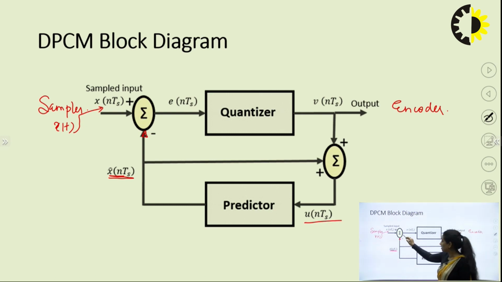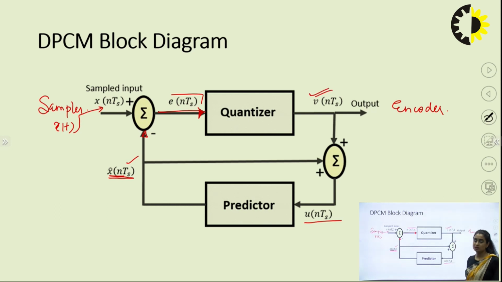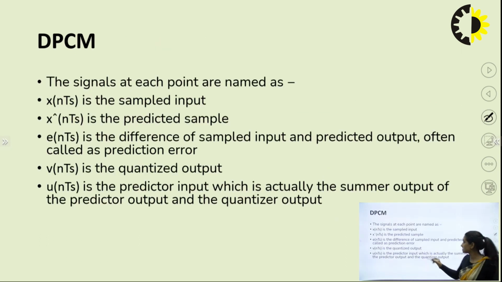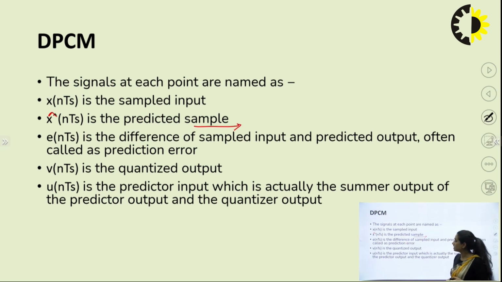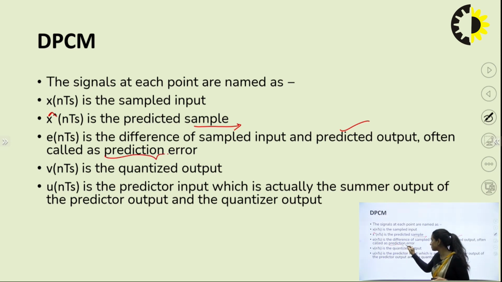And what do I give as input to the quantizer? Not the sample, but the difference of the present sample and its predicted version. That is the error signal, and here only the error is quantized, and after quantization the quantized value is represented as v(nTs). Here x(nTs) is the sampled input, x cap (nTs) is the predicted sample, e(nTs) is the difference of the sampled input and the predicted output. It is also called the prediction error.